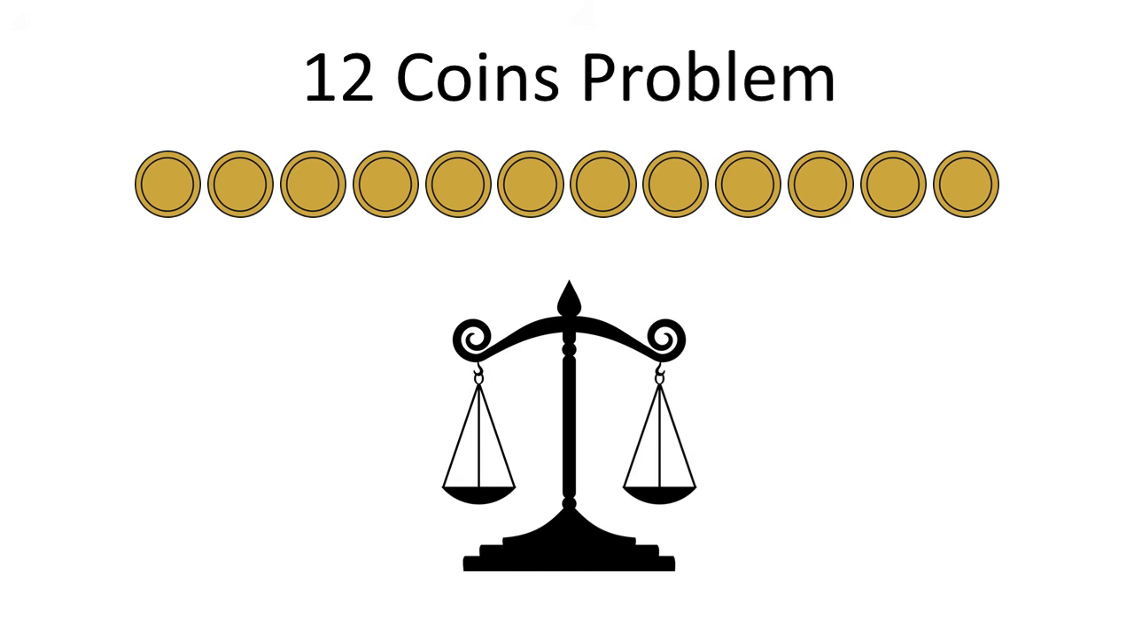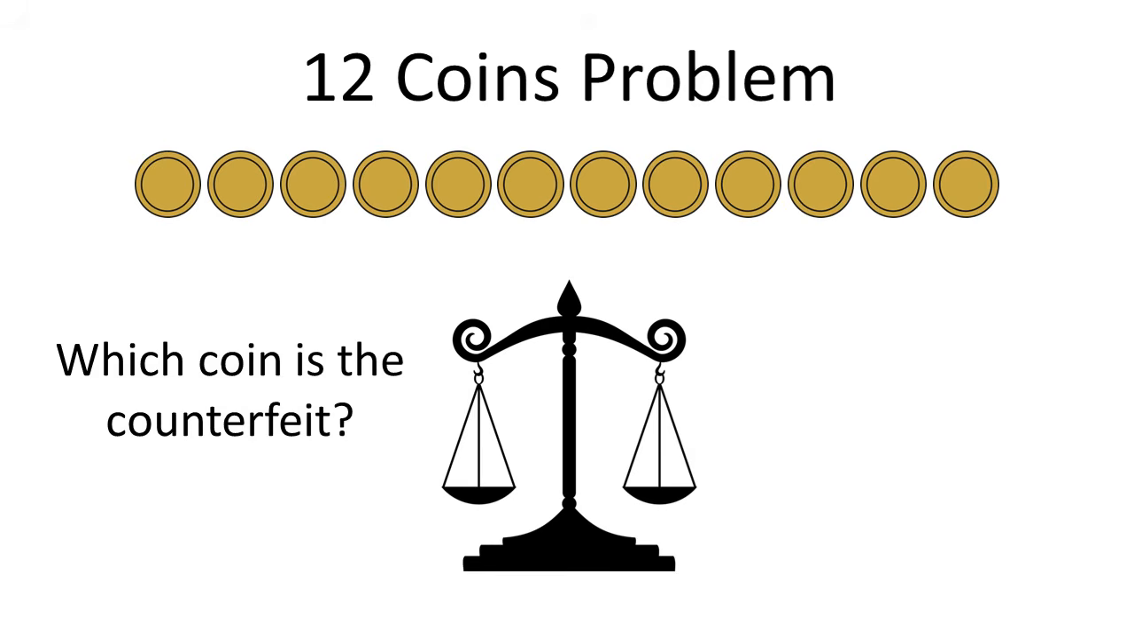Today we're going to look at the 12 coins problem. So we're given 12 coins. They all look and feel exactly the same, except one of them is a counterfeit that weighs slightly differently to the other 11. We're also given some balancing scales. We're allowed to use those scales 3 times. So using those 3 weighings, we need to work out which coin is the counterfeit, but also is it heavier or lighter than the others.